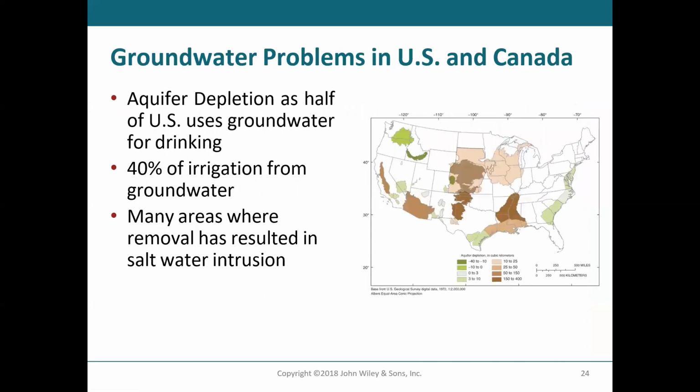We also have groundwater. Roughly half of the population of the US uses groundwater for drinking. This includes Tucson, Miami, San Antonio, and Memphis. However, 40% of the water used for irrigation comes from groundwater, and many areas where removal has been done has resulted in saltwater intrusion, like right here in South Florida.